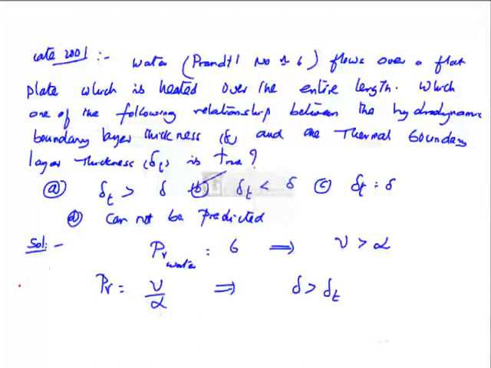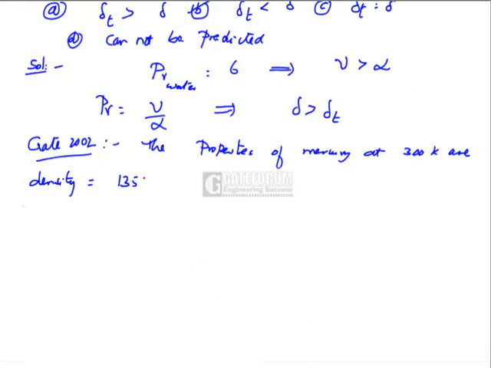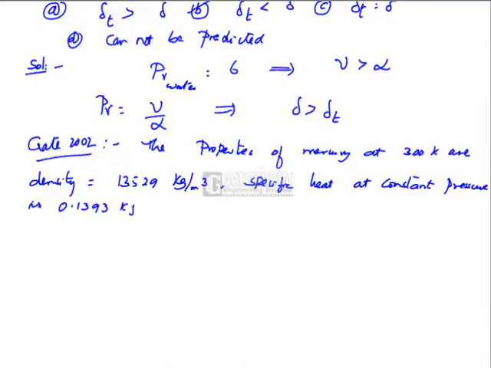I shall do another problem given in GATE 2002. The properties of mercury at 300 K are: density is equal to 13,529 kg per meter cube. Specific heat at constant pressure is 0.1393 kilojoule per kg Kelvin.